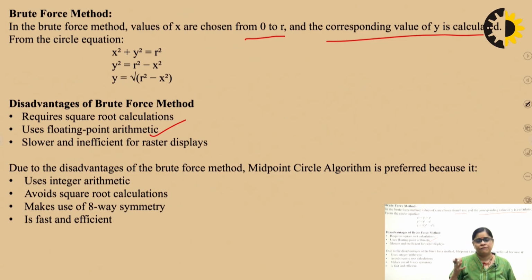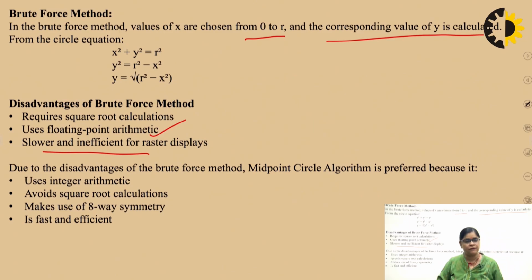And we already know what is meant by random and raster. For the raster display, it is slower and inefficient. Those are the disadvantages of the brute force method. Now, because of this brute force method, the midpoint circle algorithm is preferred.